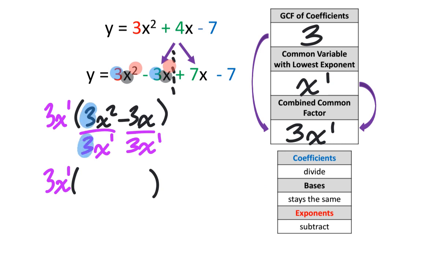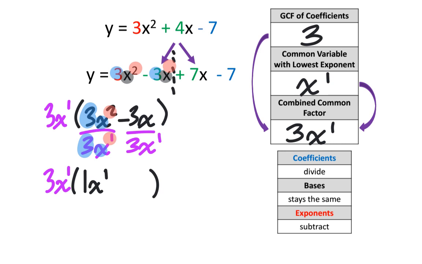Coefficients are going to get divided. So 3 divided by 3 is going to give you 1. Next, bases stay the same. So that variable of x is going to stay the same. And last, exponents get subtracted. So 2 subtract 1 gives you 1.